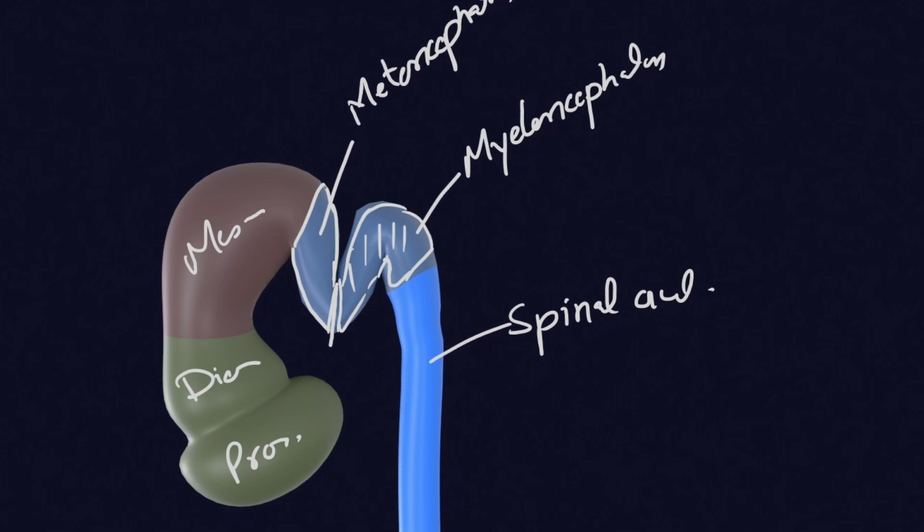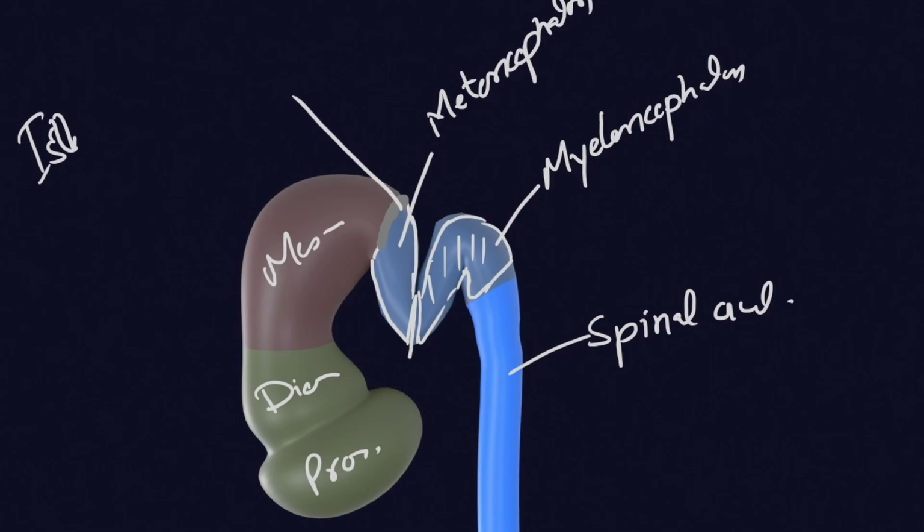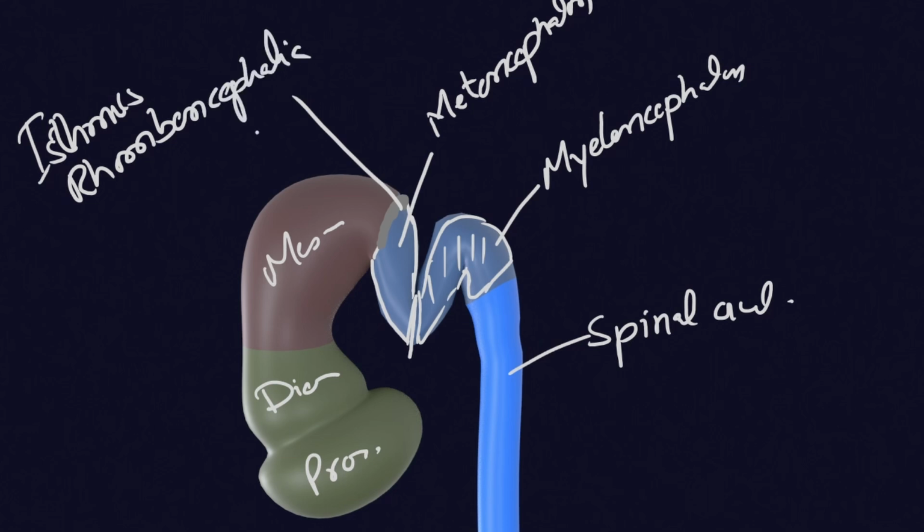Now here let me tell you another important thing, that there is a bit of constriction here, especially apparent at the dorsal surface. There is this constriction between the Mesencephalon and Rhombencephalon, which basically differentiates them. This constriction is called isthmus rhombencephali, or rhombencephalic isthmus, that's what we call it. So here there is that constriction, especially apparent at the dorsal surface. This is the isthmus rhombencephali.